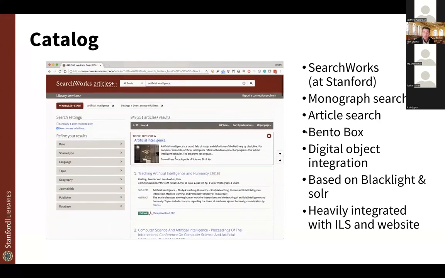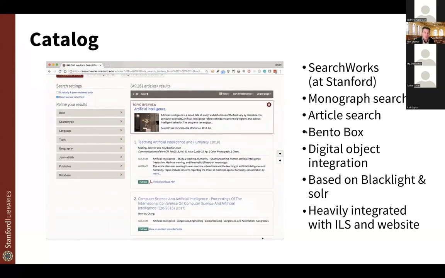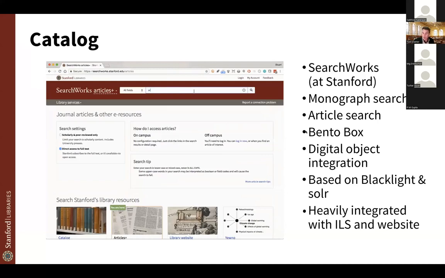We also support a bento box discovery environment, so you can search not just books and articles, but you can also search our website. You can search our digital exhibits, and you can search other specialty environments, one of which is a conceptual search engine.